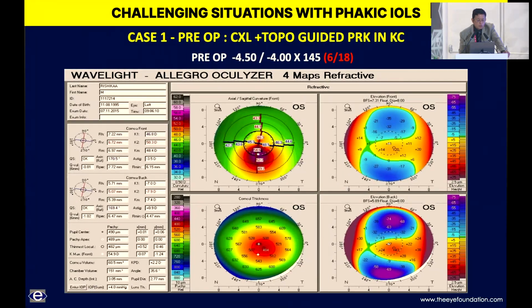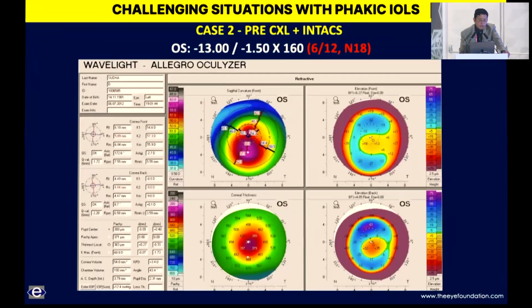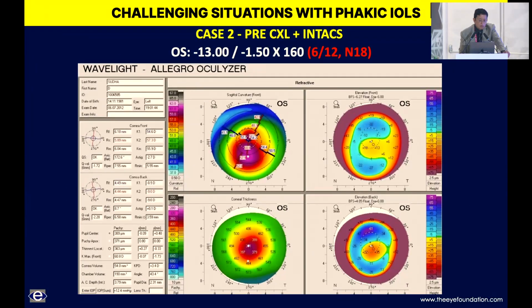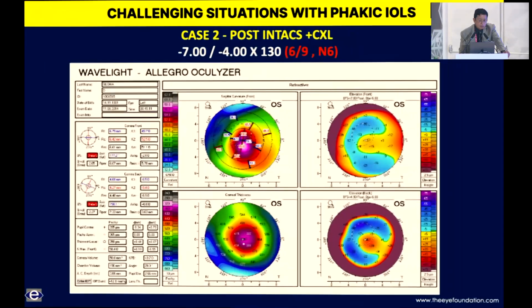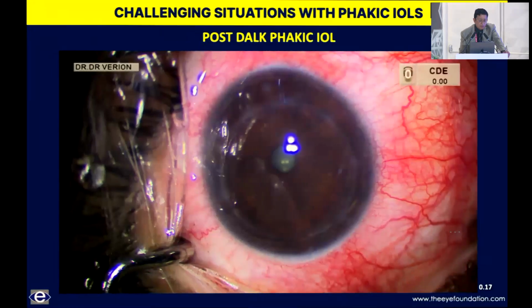And you can see a situation like this, again, where the cone is decentered. Because it's somewhat less, what I do is a topo-guided PRK. You can see the best corrected visual acuity is only 6/18. But once I do a topo-guided PRK, not only does it get centered, but the visual acuity also improves. And obviously a good candidate for this. And here again, 6/12 vision, pre-CXL Intacs, post-CXL Intacs, you see that the amount of astigmatism has increased, but then the best corrected visual acuity has come to 6/9. So obviously a good candidate for doing the surgery.